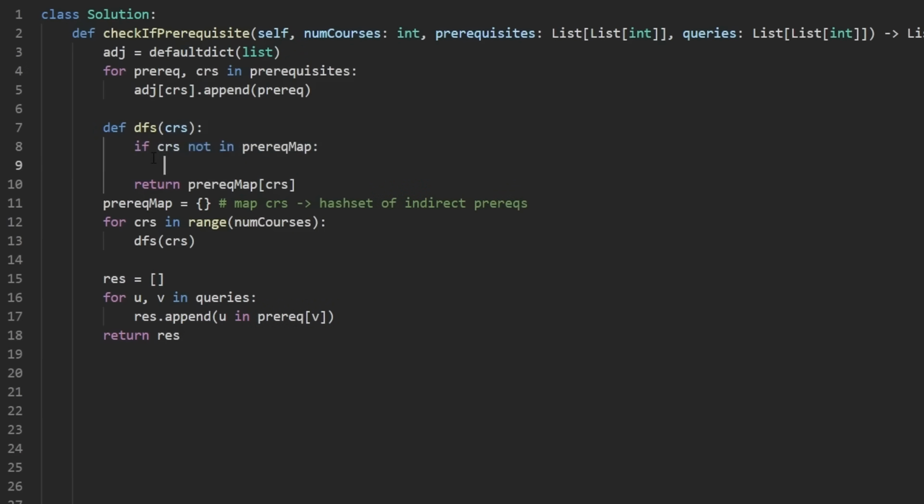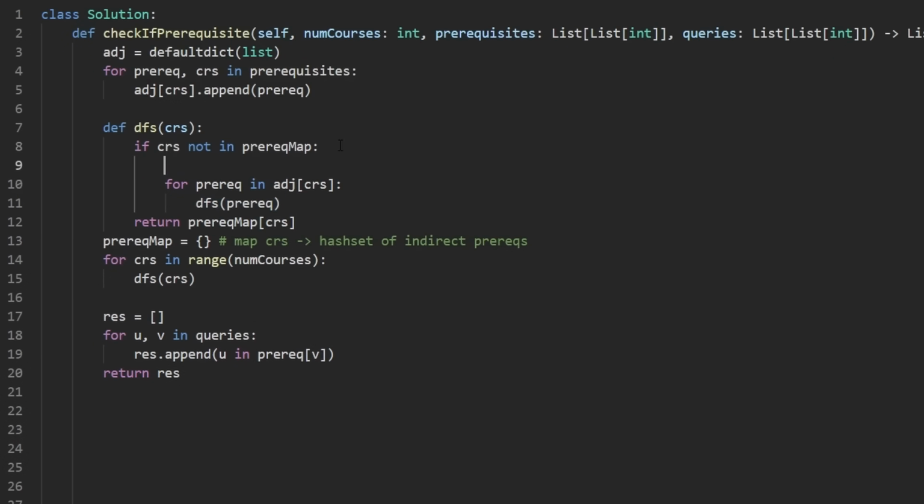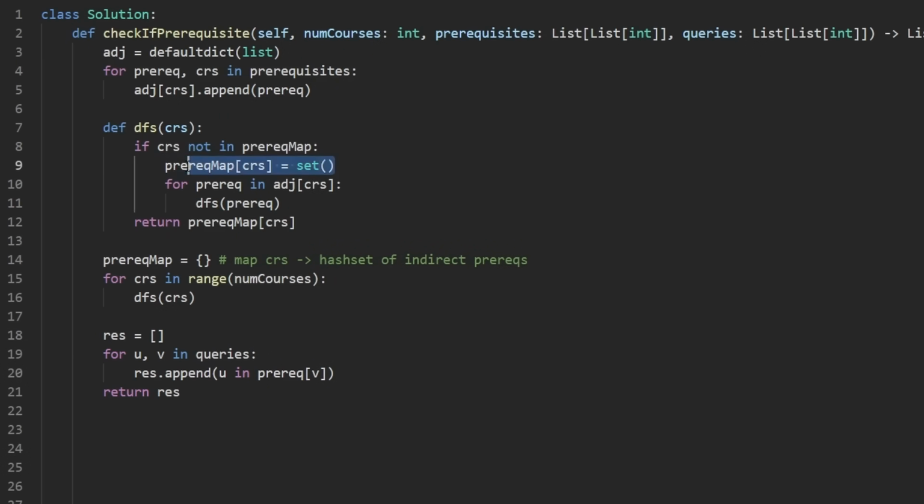We're going to go through all of the direct prerequisites of this course. So for prereq in the adjacency list that we built for this course, we want to run DFS on that prerequisite. What this is going to return to us is a hash set. So before we do anything else, for our prereq map, for this current course, let's at least put an empty hash set there now, because this has been visited, you could say. So we'll put an empty hash set here.